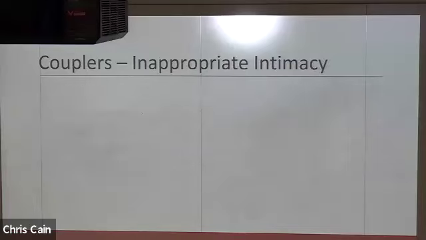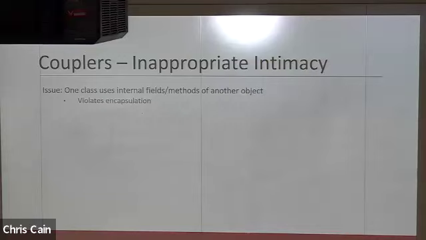The next coupler is called inappropriate intimacy. One class needs access to the private fields and methods of another object in order to do what it's supposed to do. Which means that design-wise, you're thinking, all right, the easy solution to this is just to make those fields or methods in this other object public so that I can access it from this other class. Or I need to write getters and setters for all of these fields so that this other object can have easy access to them. The issue, of course, is that this massively violates encapsulation.